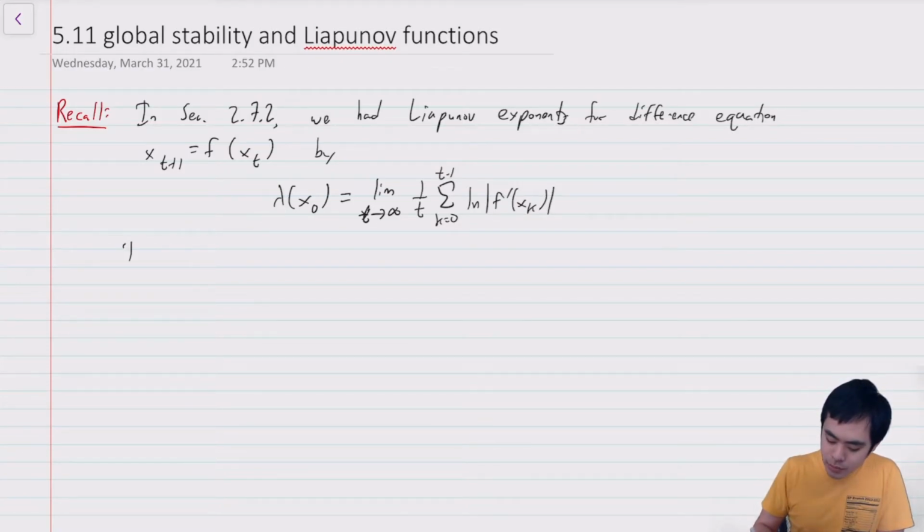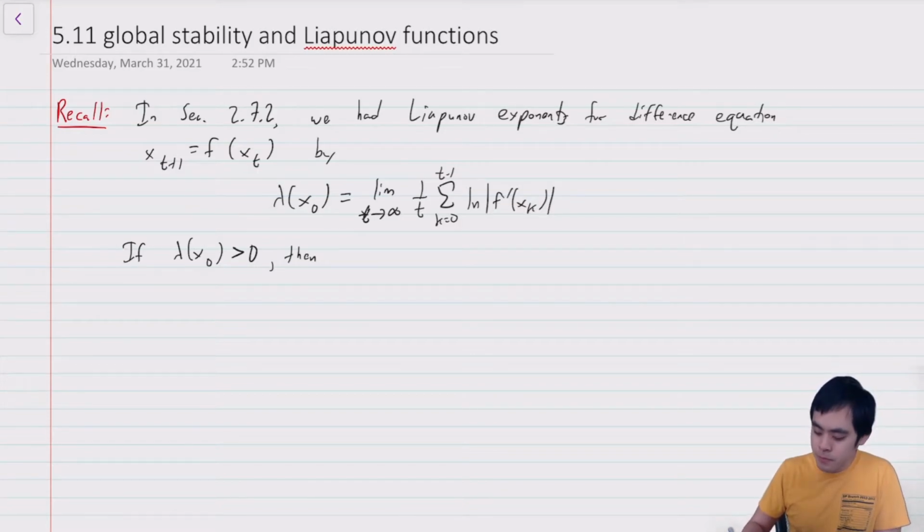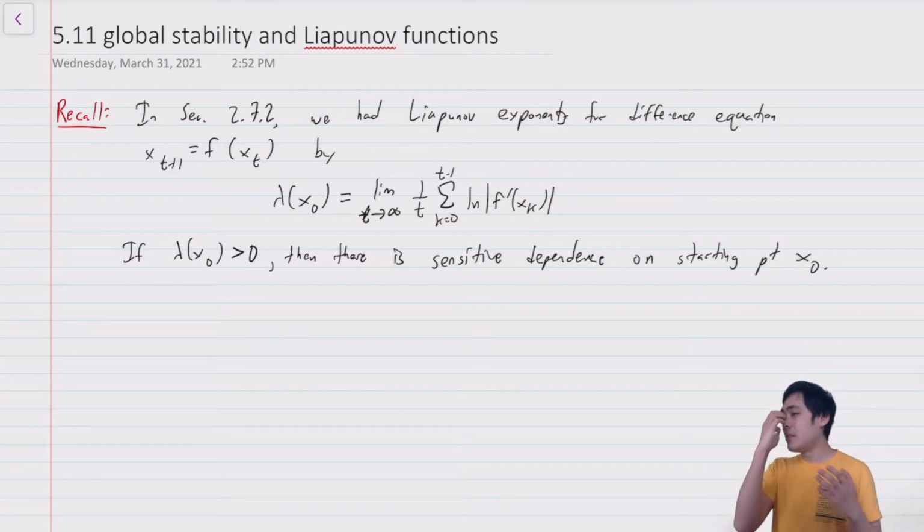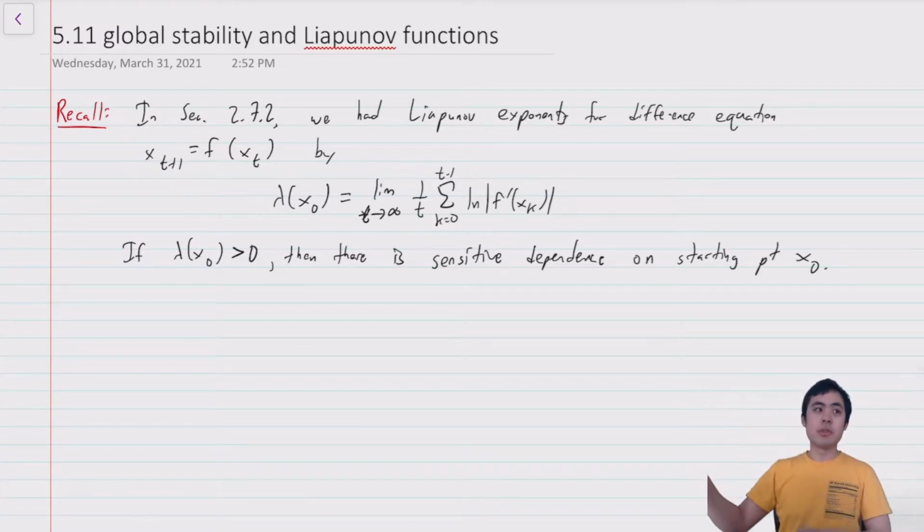Okay, and what we had there was that if the Lyapunov exponent was greater than 0, then there is sensitive dependence. So this is related to chaotic dynamics, but there is sensitive dependence on the initial condition, on starting point x_0, which is to say that even if you start close to x_0, if you don't start exactly on it, then over some amount of time, the two trajectories will diverge.